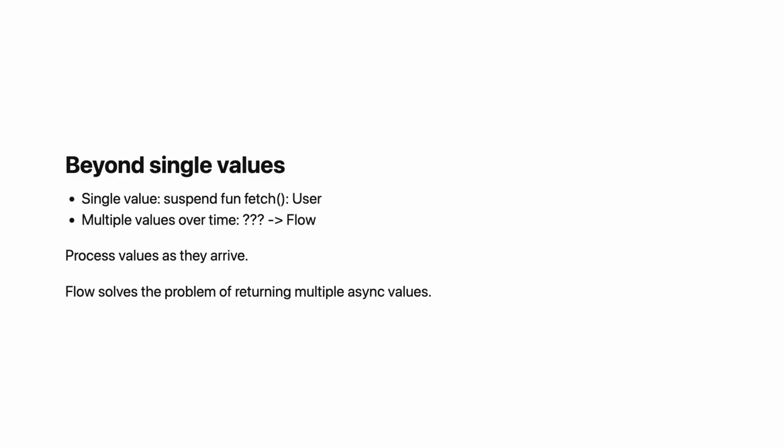Sequences give you multiple values lazily, but they are synchronous. Flow gives you multiple values asynchronously. Flow is a cold asynchronous stream. It represents a sequence of values that are computed asynchronously. Values are emitted one at a time, over time.